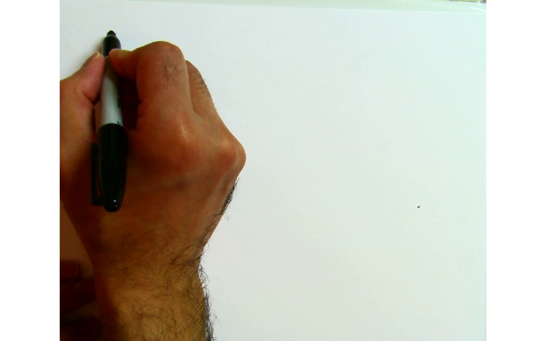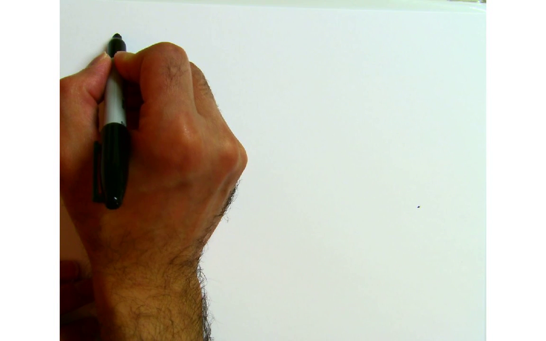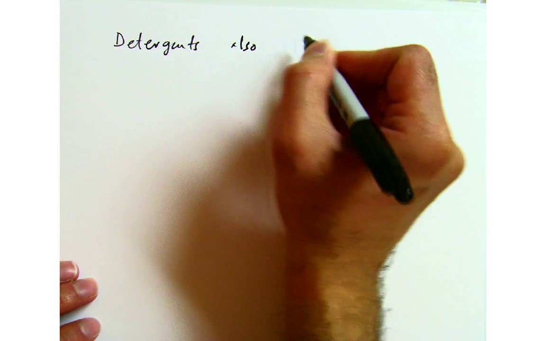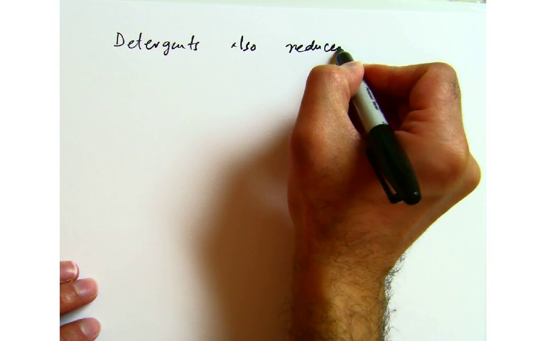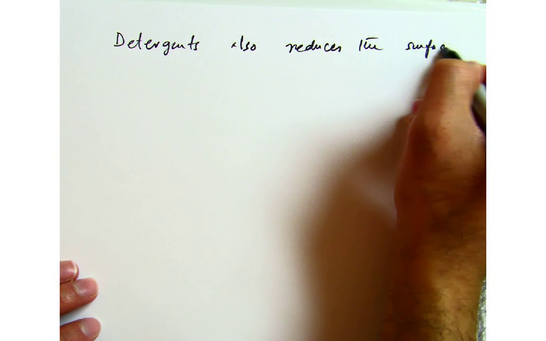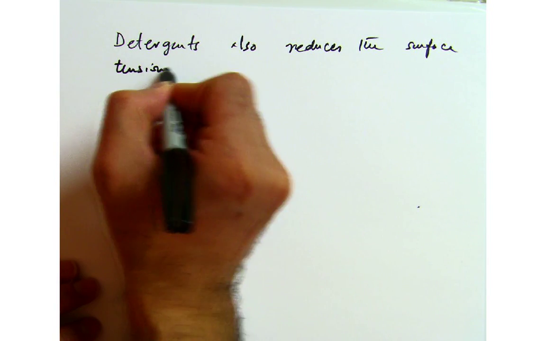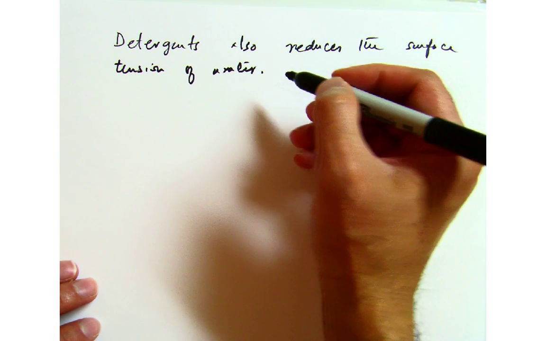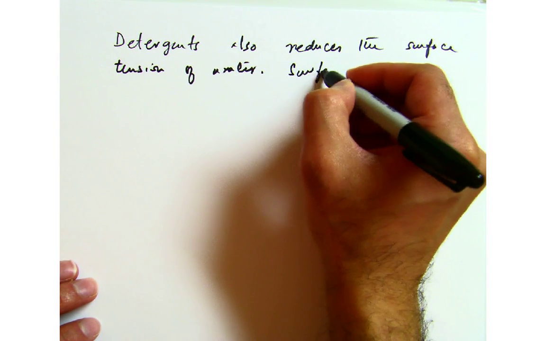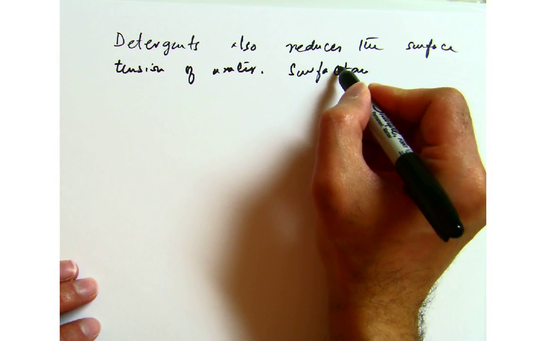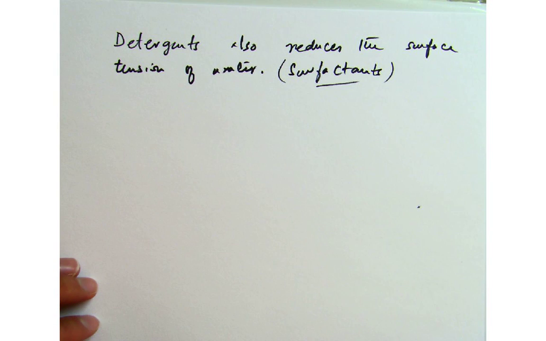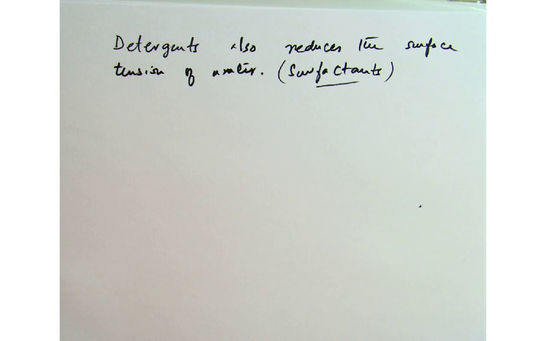Another thing is, if you want to decrease the surface tension of water, you basically add a detergent, which also reduces the surface tension of water. And anything that reduces the surface tension of water is called a surfactant, S-U-R-F-A-C-T-A-N-T-S.